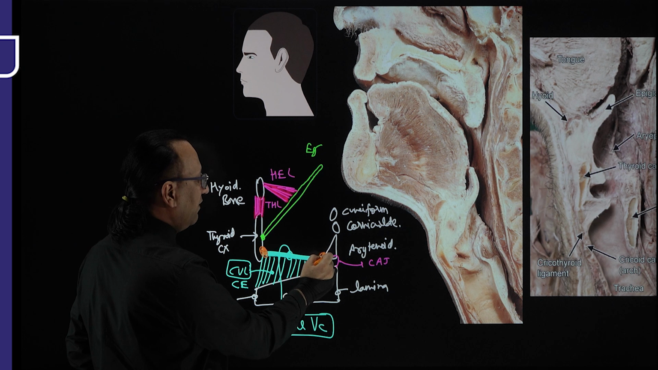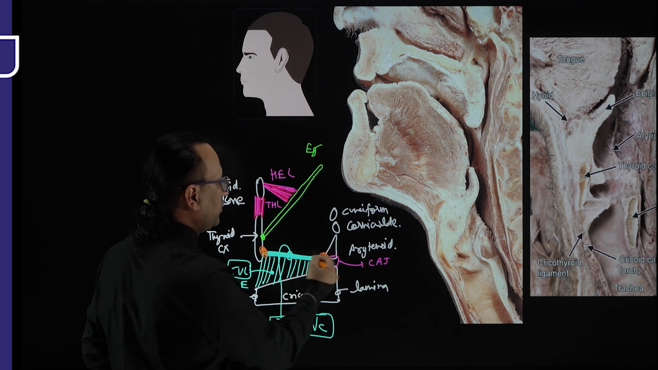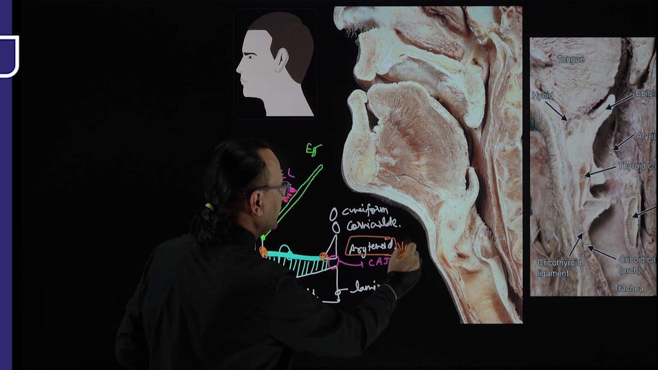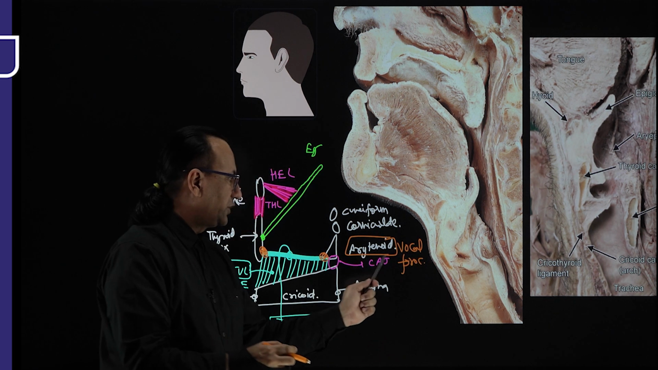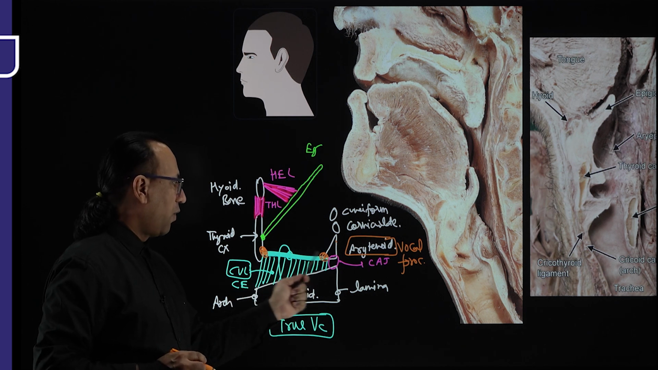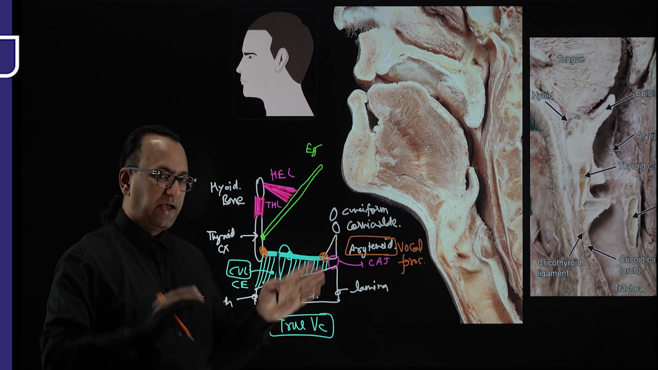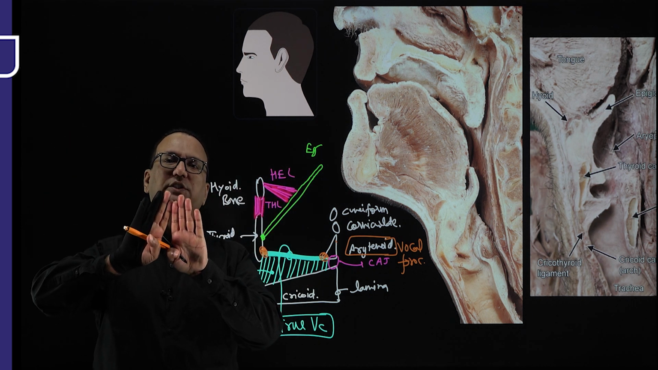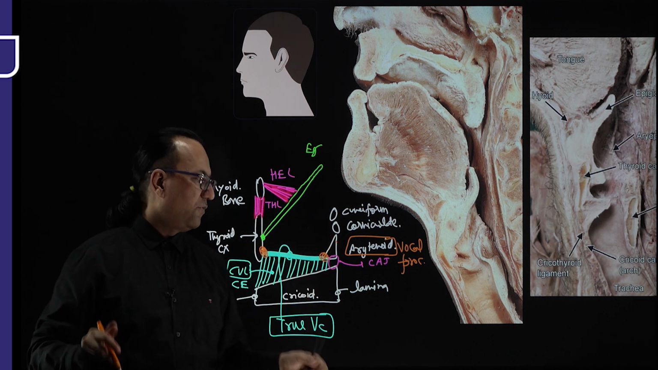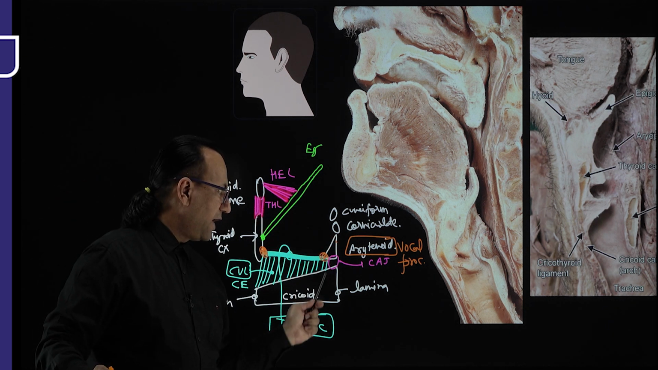Arytenoid cartilage will have one anterior process, which is called the vocal process. Attaching to the vocal process is the vocal ligament, the true vocal fold or true vocal cord, one on the right side, one on the left side, and we can oppose them (adduction) or separate them (abduction) by movement of this joint, which is the cricoarytenoid joint.